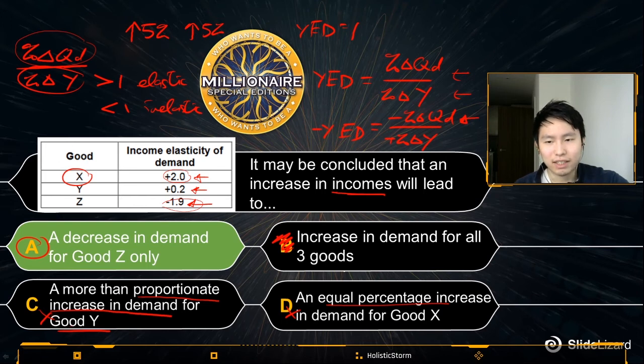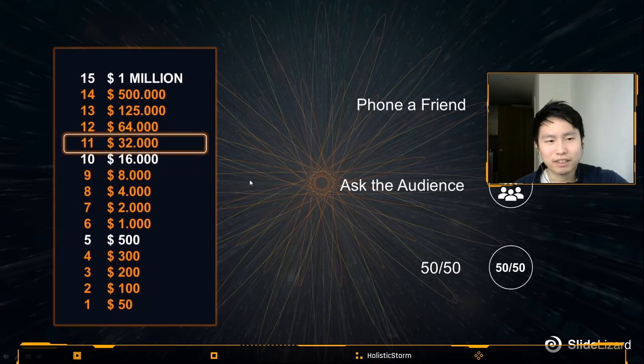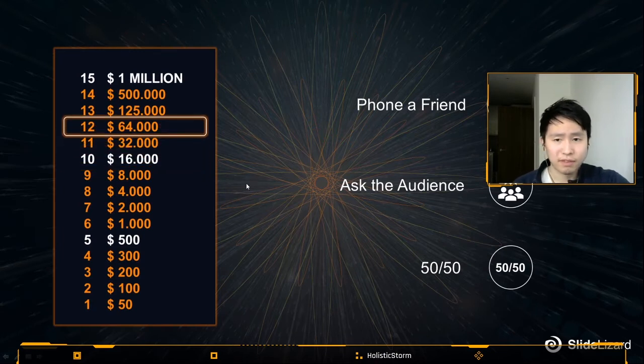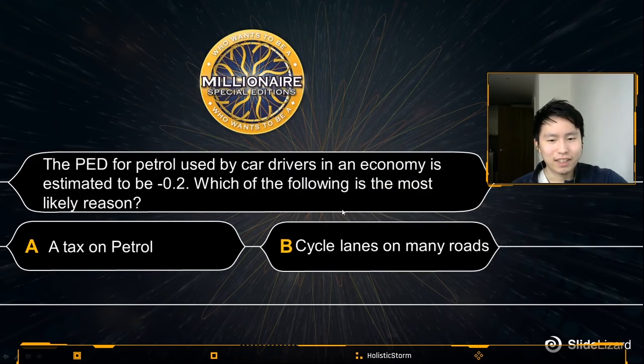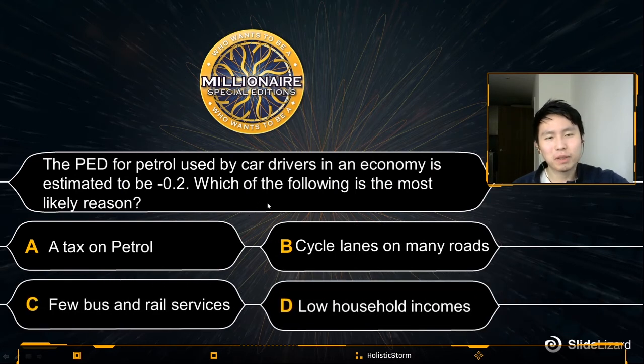Okay, next. For $64,000. Oh, and don't worry about getting these things wrong. It's like a learning process. It's good to get things wrong.